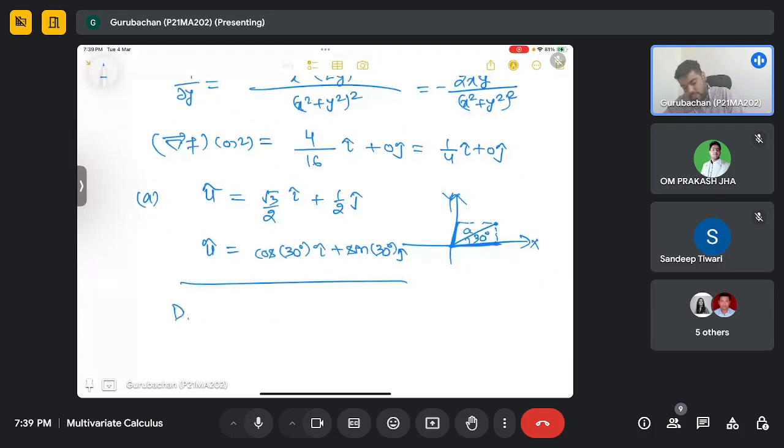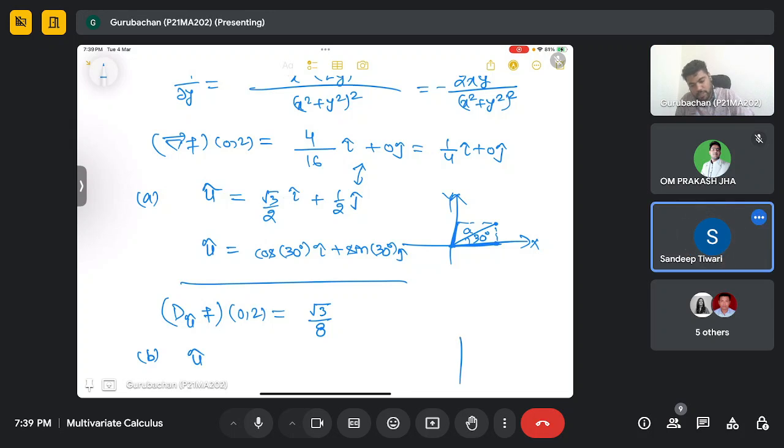Now the directional derivative in this direction at the point 0, 2 is the dot product of these two vectors. What is the dot product of these two vectors? Root 3 by 8. Right. Now the next part starts from this u cap.